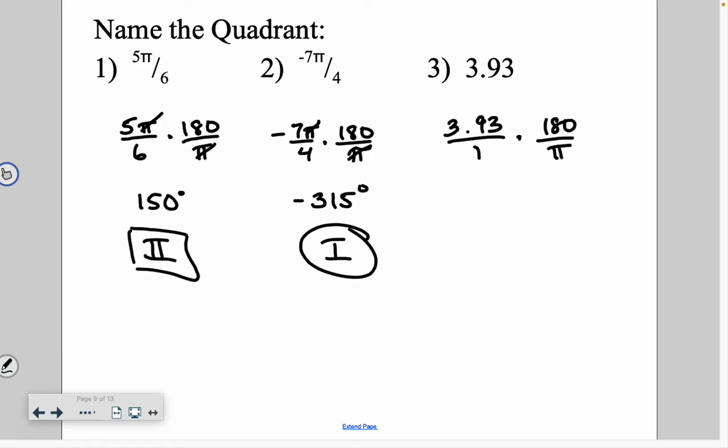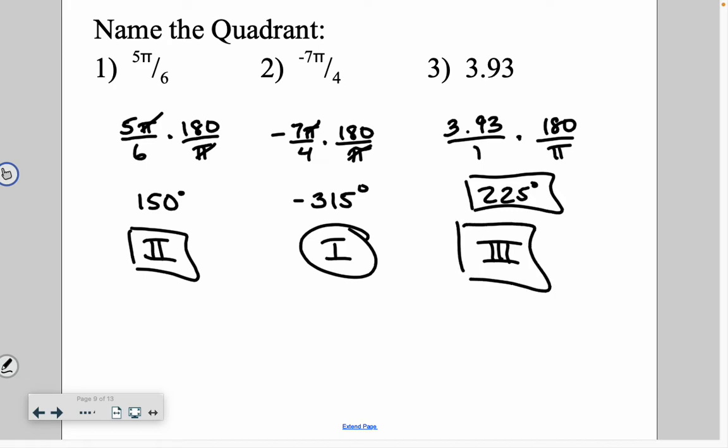So if we do the multiplication, if we actually take this and we multiply and then divide by pi, what do we get for an actual answer? What is 3.93 radians? 225-ish. Okay, so around 225 degrees, which puts you where? Quadrant number 3. It's more than 180, but less than 270. That's quadrant number 3.